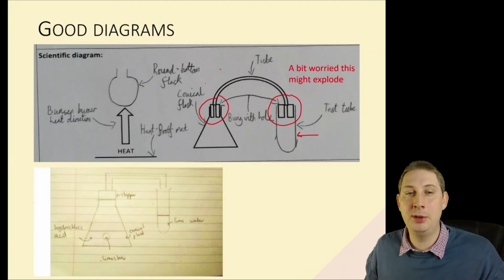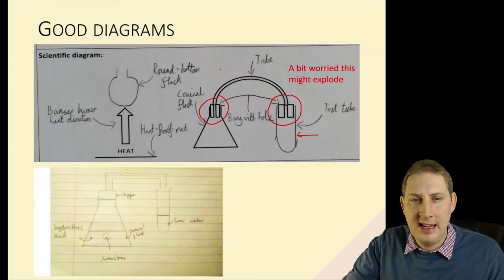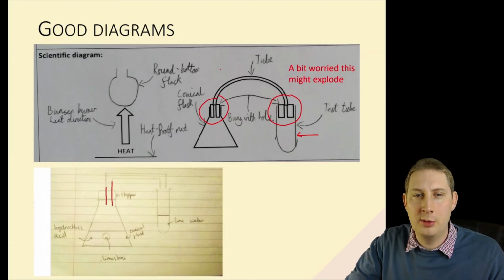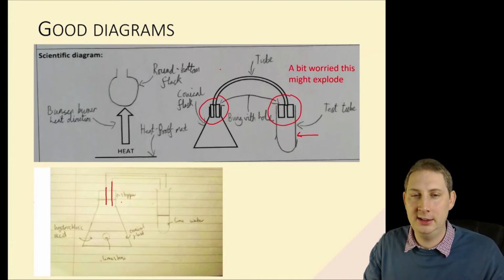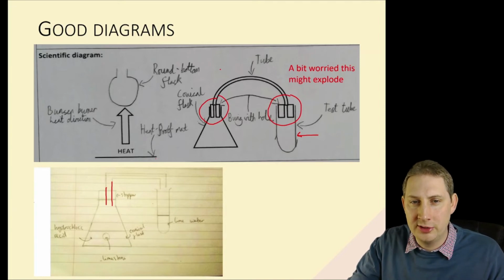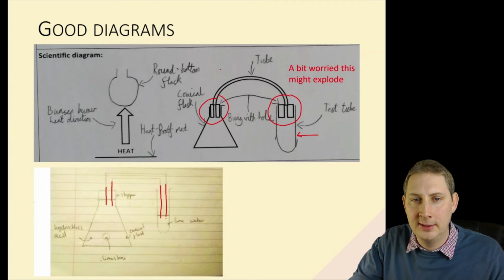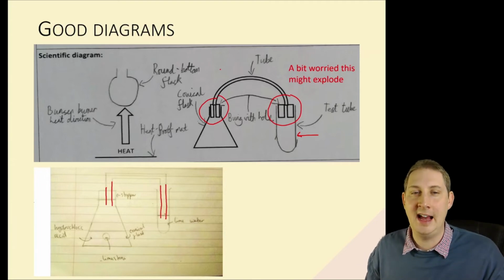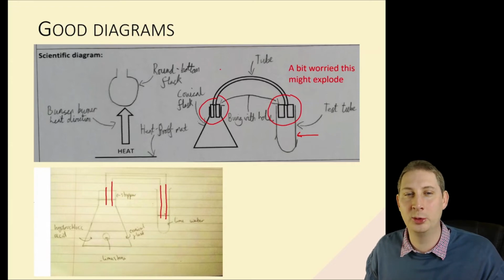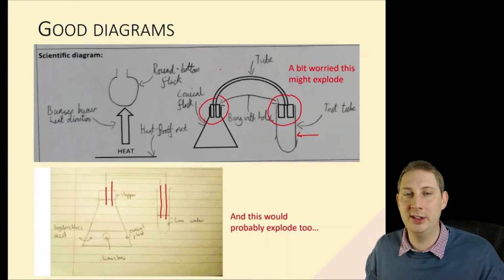Bottom left, again, a beautiful diagram drawn with a pencil and ruler and labelled, but we need the tube to go through the stopper here. We also need the tube on the right hand side to go into the lime water, because otherwise the gas is not going to go into the lime water and turn it cloudy. And as it was drawn, that would probably have exploded too, because it was a sealed container producing a gas. But these are good diagrams.